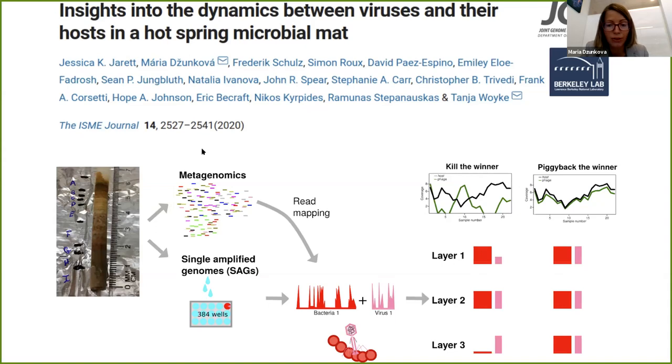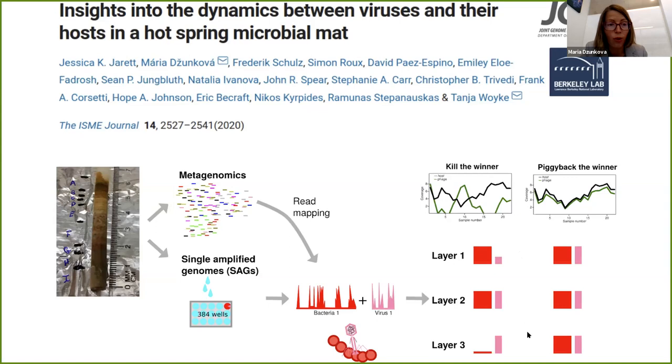The experiment was based on the idea that some of the sampled microbial cells can have viruses attached to their surface or replicating in their interior. So viruses and their host would be recovered together as a pair. These pairings obtained by single cell genomics then served as a backbone for mapping of the metagenomic reads from three different layers of this mat. As a result, we found a very stable ratio of genome copies of the viruses and their host across all the layers.